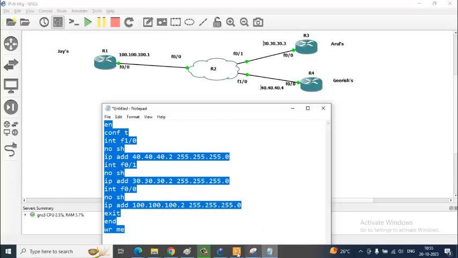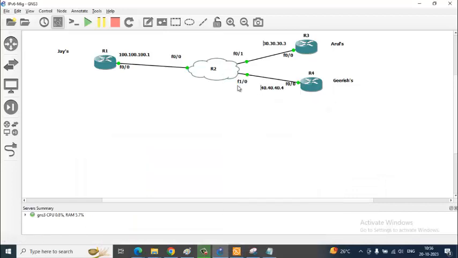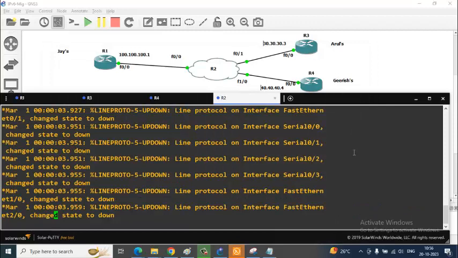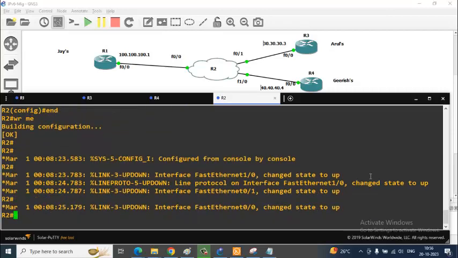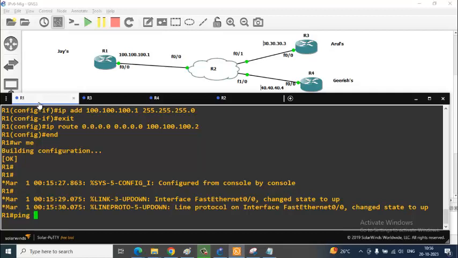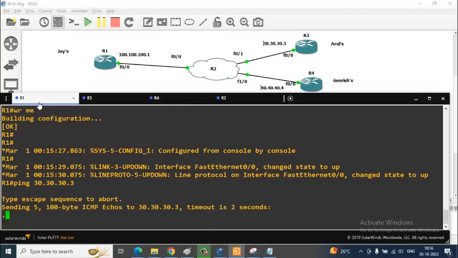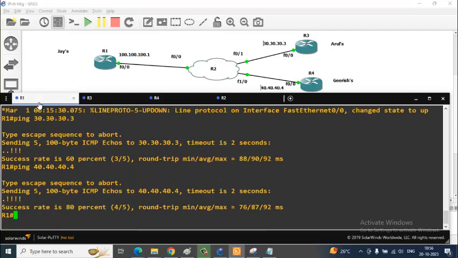Okay, so we go here. Perfect. Nice. What I'm expecting is reachability from R1 to R3. If you have this, then you're ready to go. Okay. Next. Wonderful. So our static default route works very well.